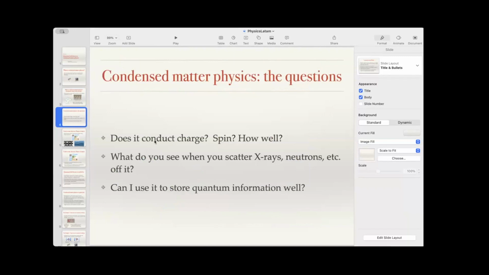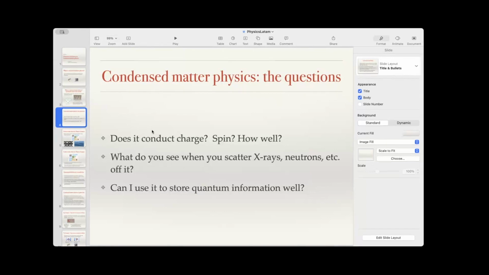Okay, so let me start by giving you a very basic picture of what kinds of questions you might want to answer if you have a material and you want to understand whether it's going to be useful for some application. The kinds of questions we ultimately would like to answer are ones we can test experimentally. For example, a very important question is, does this material conduct anything? Does it conduct electric charge? Does it do that well or badly? Can it conduct spin, so transport magnetic dipoles? Does it do that well or badly? Does it conduct heat? And so on.